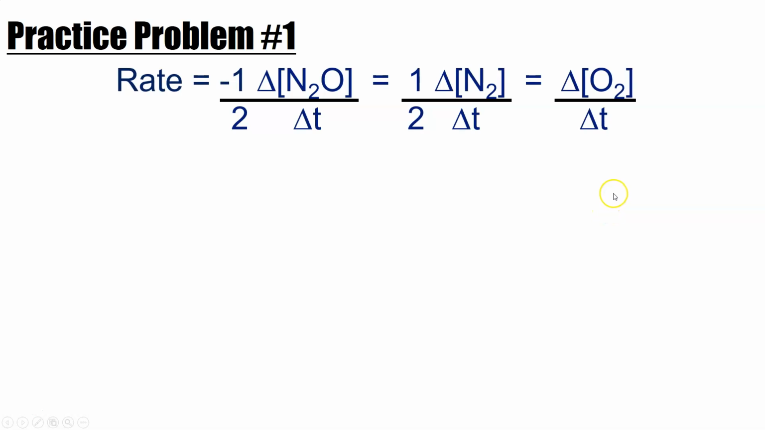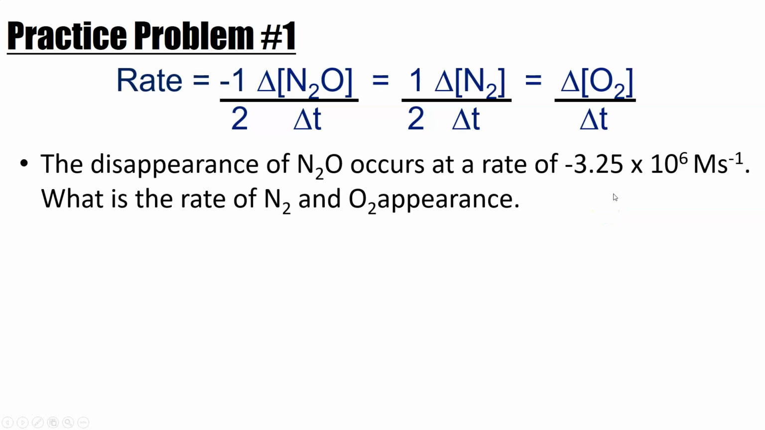So, same rate expression. The question is going to say the disappearance of N2O occurs at this rate. What is the rate of nitrogen and oxygen appearance? This time I was a little bit nice and gave you the negative sign over here. Technically I didn't have to, because I told you it was disappearance. Because it's a reactant, you should know to put the negative there yourself. Kind of like in the thermo chapter, right? If it was exothermic, you have to put the negative. Same idea.